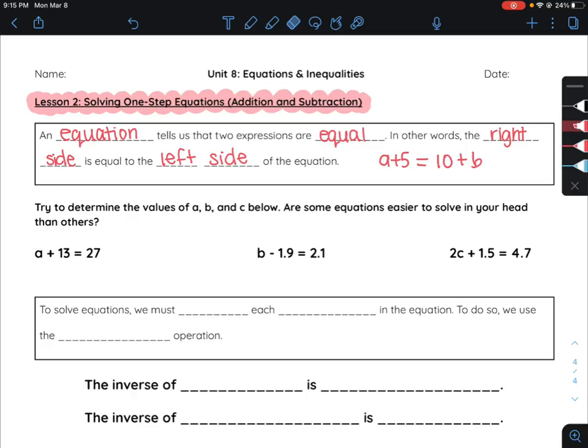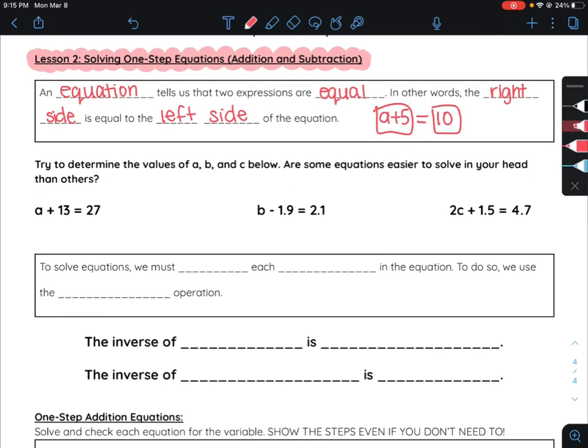In 6th grade we won't do anything that crazy. It would just be something like this. A plus 5 equals 10. So the left side equals the right side. All right, so look down here. See if you can figure out A, B, and C.